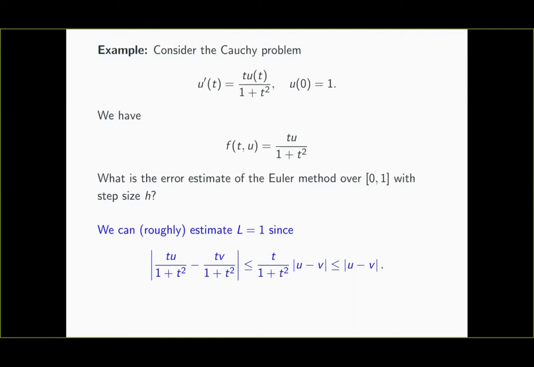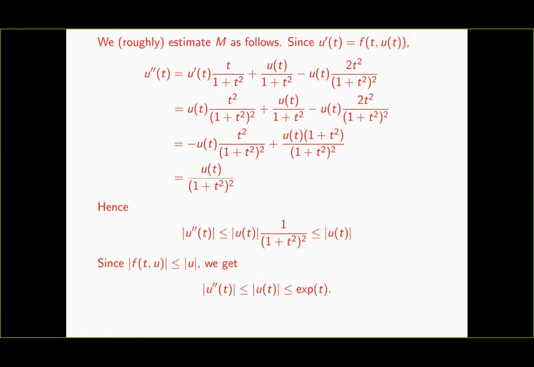In fact, a more careful analysis of this factor t/(1 + t²) would lead us to the realization that we can pick L = 1/2. But this is not essential here. Next, we're going to estimate M, which is a bit more complicated. In fact, our estimate for M is fairly rough. Nevertheless, it's a good exercise in numerical analysis, and it is fairly indicative of what you do as a researcher on numerical analysis all day.